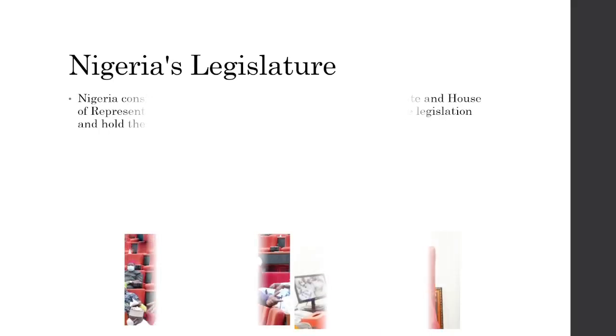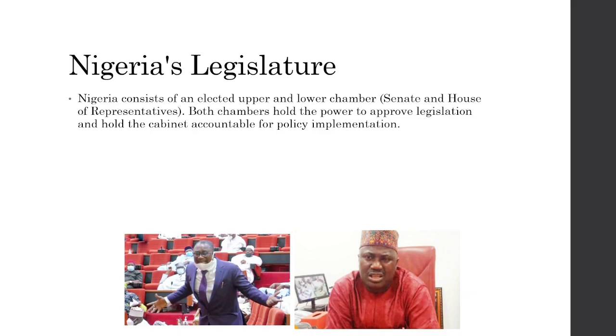Nigeria, very similar. They have an elected upper and lower house. They have a Senate, which is the upper house, and then they have a House of Representatives, not a Chamber of Deputies. Both chambers hold the power to approve legislation and hold the cabinet accountable for policy implementation. The Senate has the ability to impeach the president or other members of the government, as well as unique confirmation powers through various appointments.